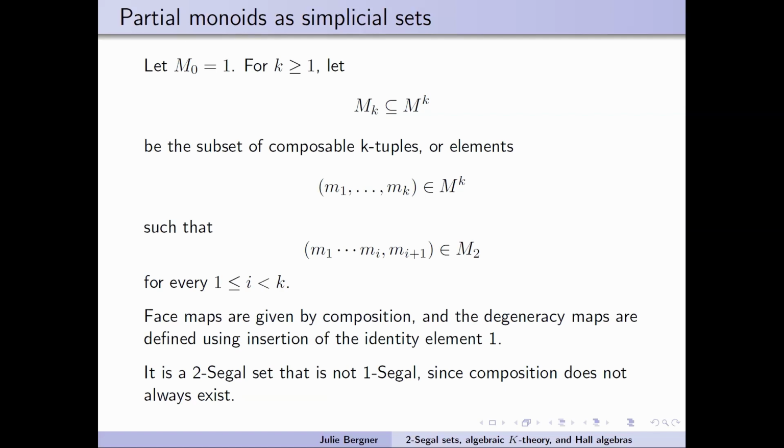So this is a 2-Segal set, but it's not 1-Segal. Composition doesn't always exist. You actually have to be a monoid in the usual sense in order to be 1-Segal. But because we've built in associativity, it's 2-Segal. You can check this from the definition, but it's really easy.